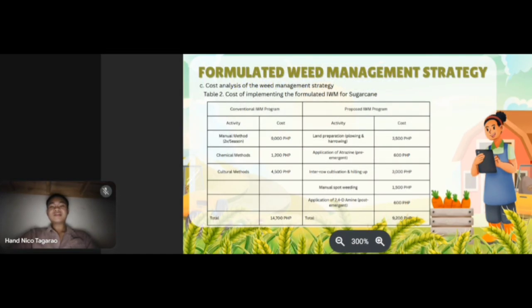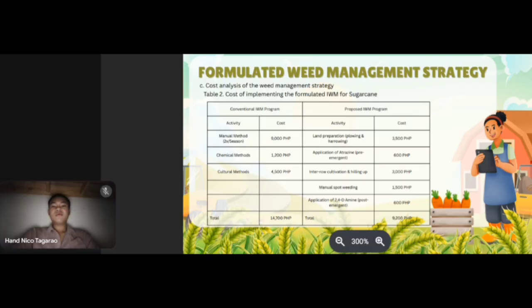So next, let's compare and contrast our formulated IWM strategy and the conventional IWM strategy. For the conventional, there are 3 activities, and for our proposed, there are 5 activities. So first, let's tackle the conventional. The activities are, namely, manual method, chemical method, and cultural methods. The costs are 9,000, 1,200, and 4,500, for a total of 14,700.